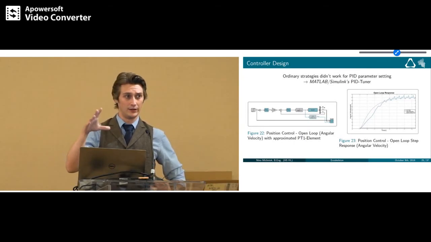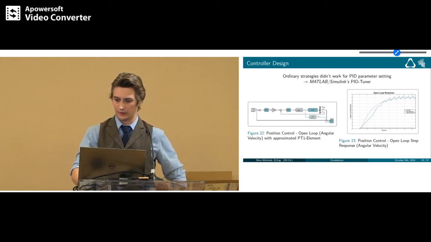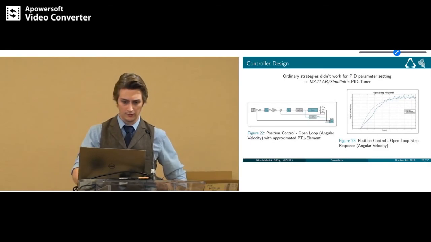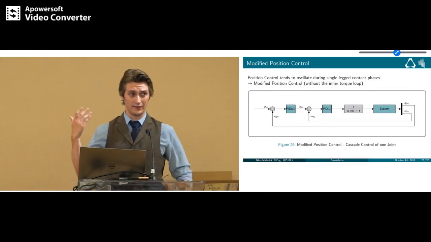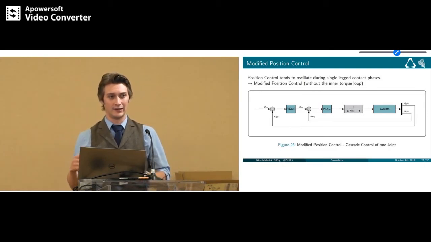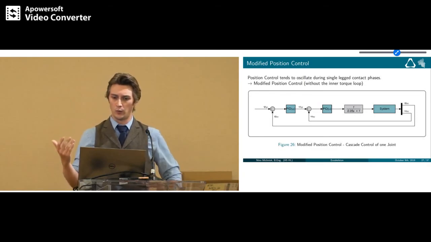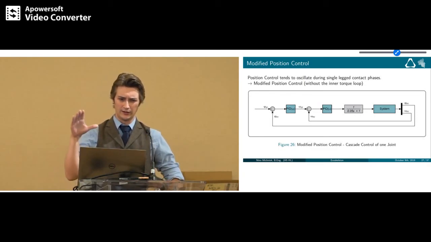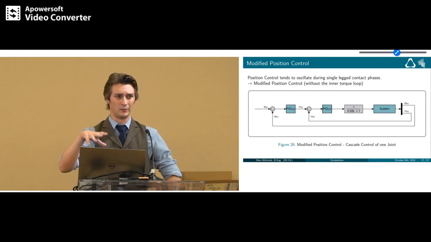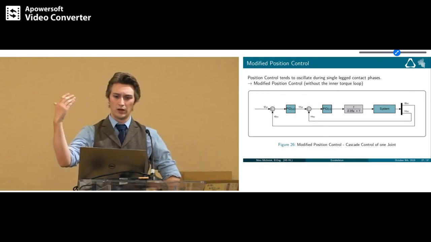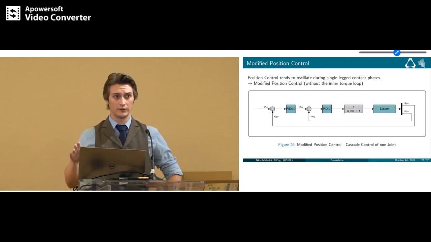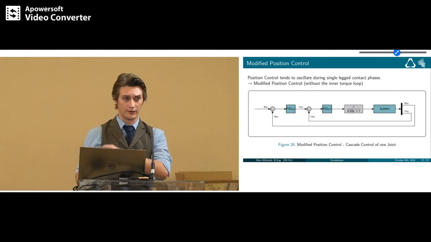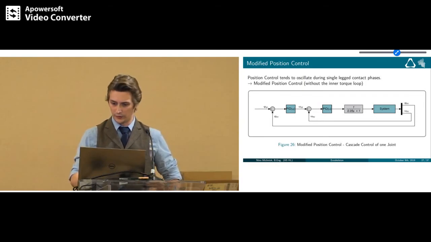And I did this for the inner 2 loops, and for the outer loop, I just increased the proportional gain until a certain behavior occurred, which you can also see in this figure. Unfortunately, this controller tends to oscillate during the single leg contact while walking. So I decided to add another simplified, modified position control where I left out the inner torque loop. And this worked pretty fine without any oscillation. These are the controllers I used in the beginning animation, which you've already seen.